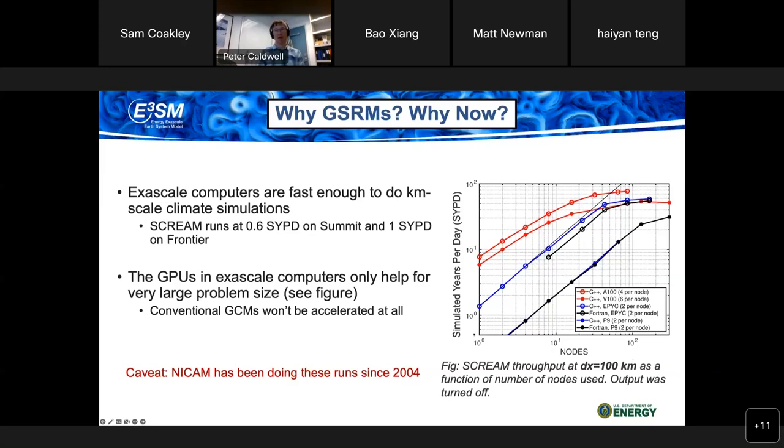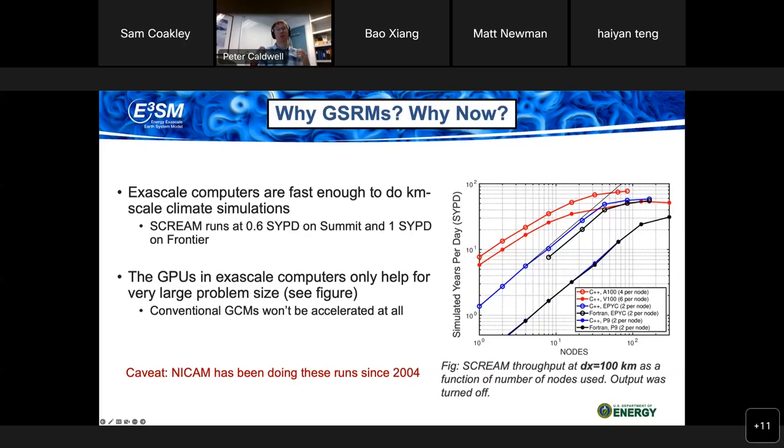And then on the y-axis, we have the simulated years per day, or how fast the simulation is running. On a typical conventional CPU machine, those are the blue and the black lines for 2 different machines, we see that as you throw more nodes at the problem, you get your simulation faster, which we expect. When you have twice as many nodes, you get twice as fast a solution, basically. And then the red lines are showing the GPU results.